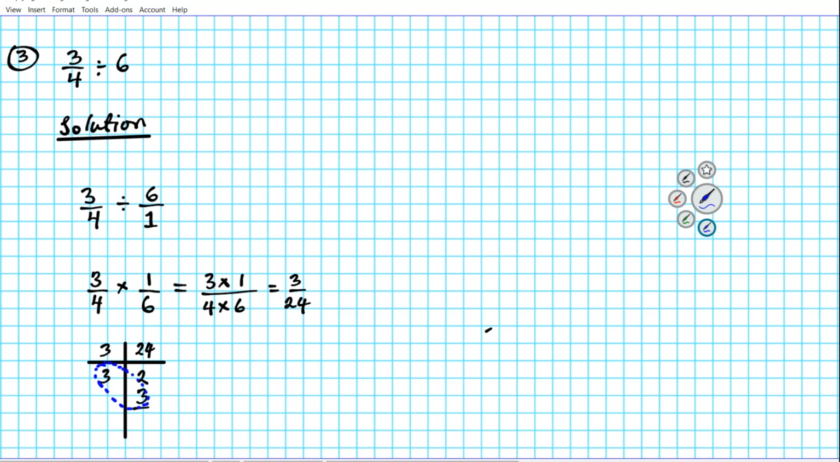So if we divide by 3, we're going to arrive at the reduced form, the simplest form. So divide by 3, top and bottom. Bam, bam. And then you are going to get 1 over 8. 3 divided by 3 is unity, is 1. 24 divided by 3 is 8. So 3 over 4 divided by 6 is equal to 1 over 8. That gives the answer to question number 3.